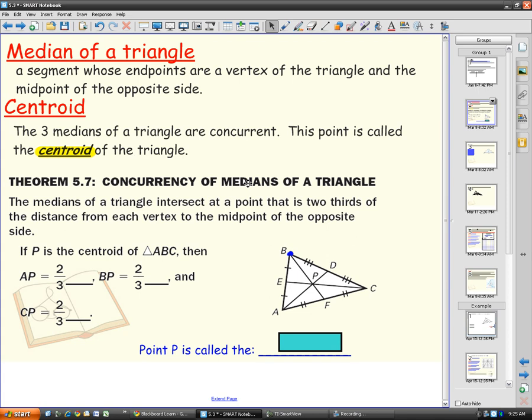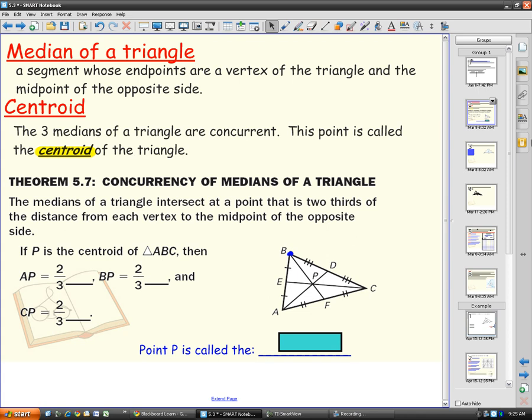And the centroid is where the three medians meet each other, where the three lines are concurrent. BF, AD, and CE all meet at one point P, which is called the centroid.